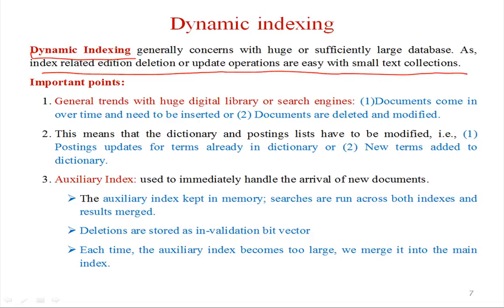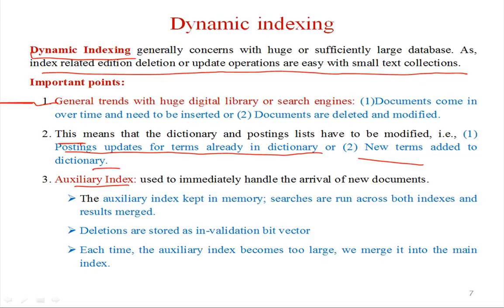Important points: the general trend with huge digital libraries or search engines is that documents come over time and need to be inserted, or documents are deleted and modified. This means that the dictionary and posting lists have to be modified. First, posting updates for terms already in the dictionary, and new terms added to the dictionary. The major part is the use of auxiliary indexes.